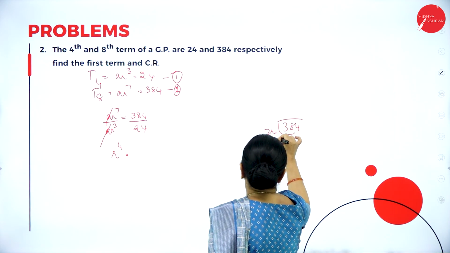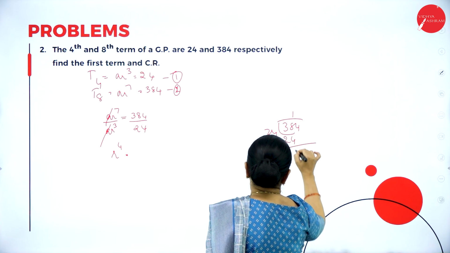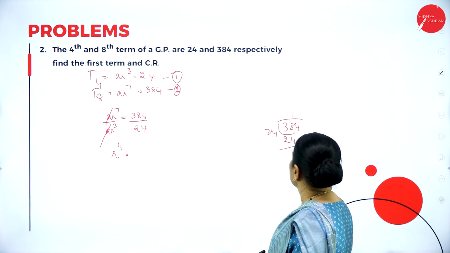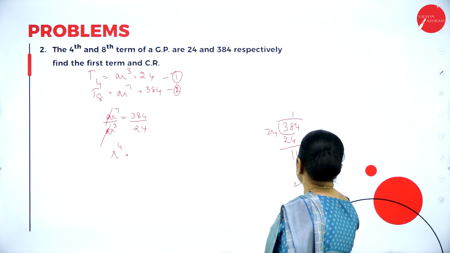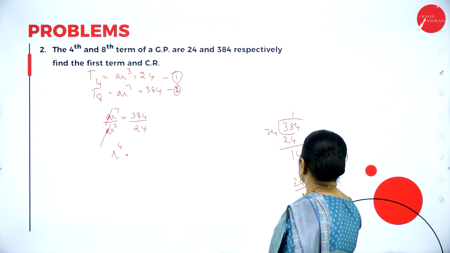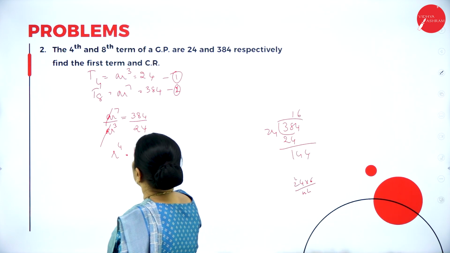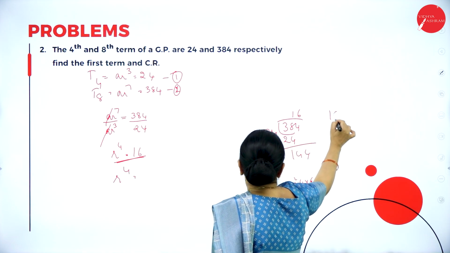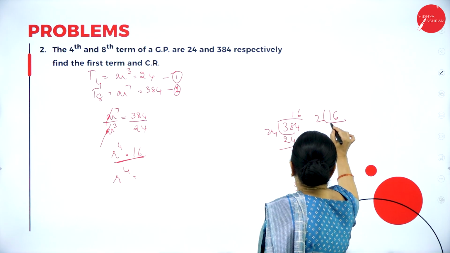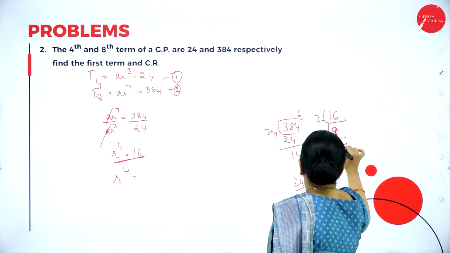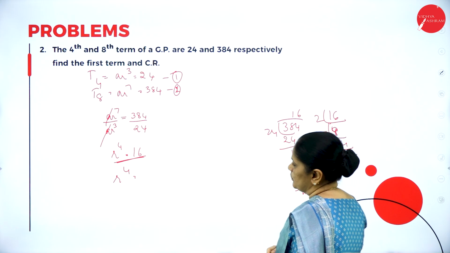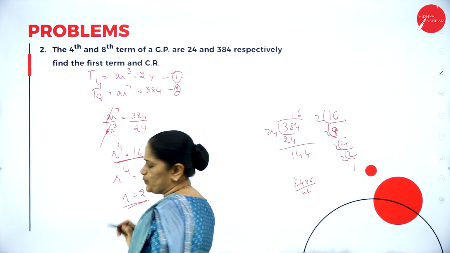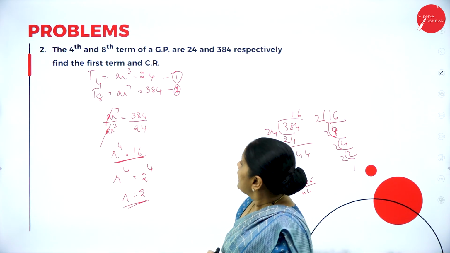384 divided by 24, which is 16. R to the power of 4 equals 16. Now 16 will be 2 8s are 16, 2 4s are 8, 2 2s are 4, 2 1s are 2. So 2 to the power 4, or R equals 2. Now I got the common ratio as 2.